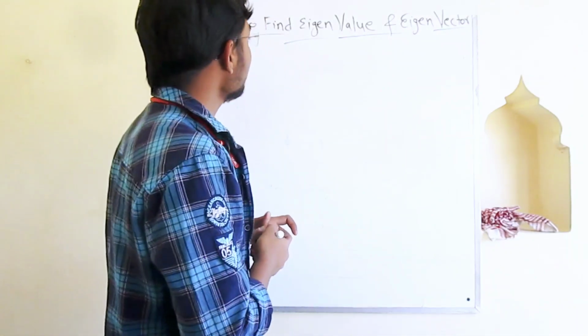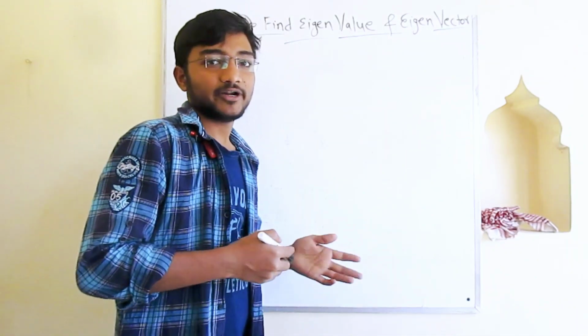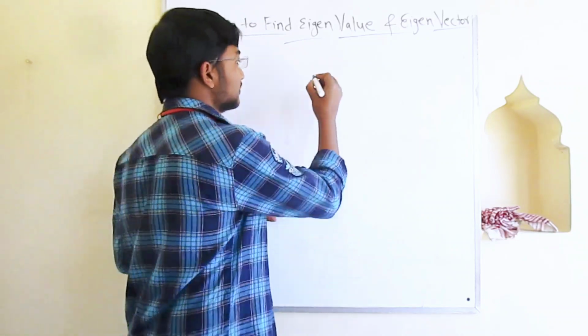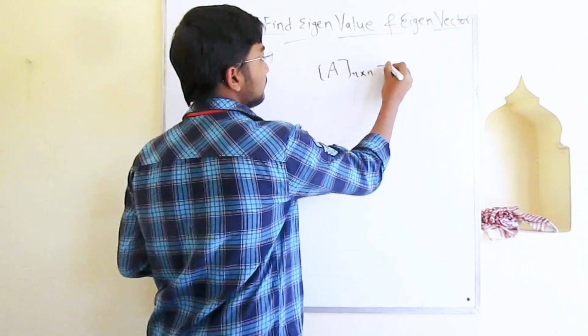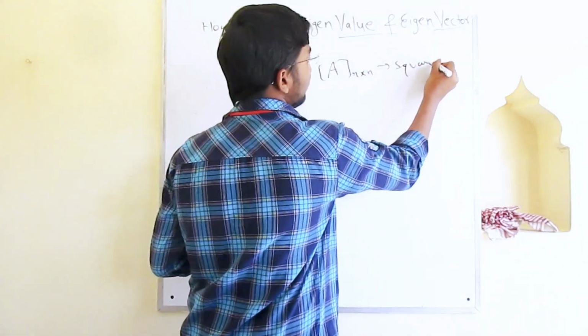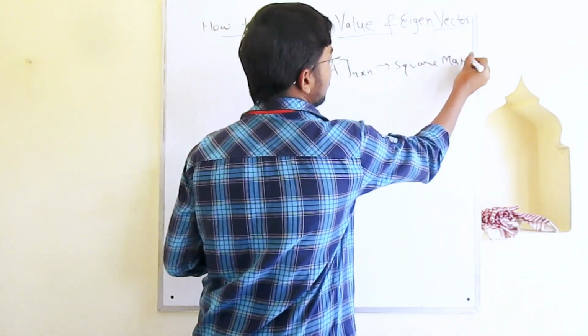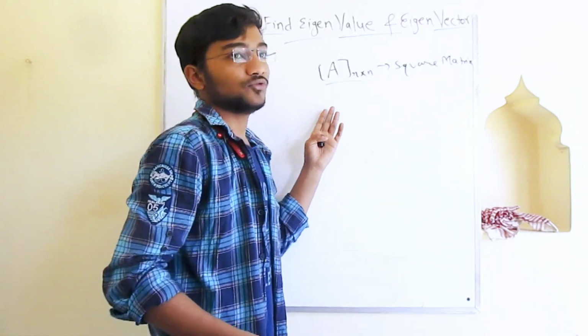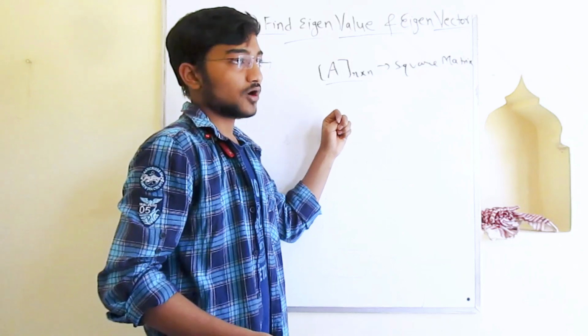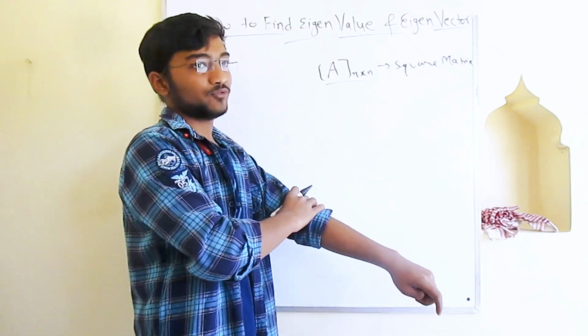Eigenvalues and eigenvectors can be found for a matrix, and that matrix must be a square matrix, like its order must be the same. So if somebody asks me how to find the eigenvalues and the eigenvector for this, we have to see this.